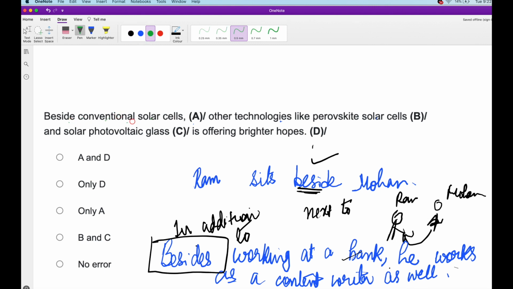Beside conventional solar cells, other technologies. So here we want to say in addition to conventional solar cells, other technologies like perovskite solar cells and solar voltaic glass. Okay. So that's why instead of beside, we have to use besides.